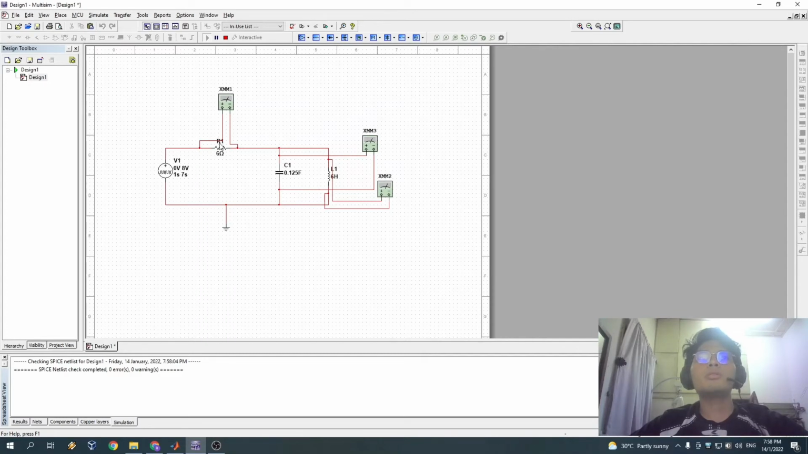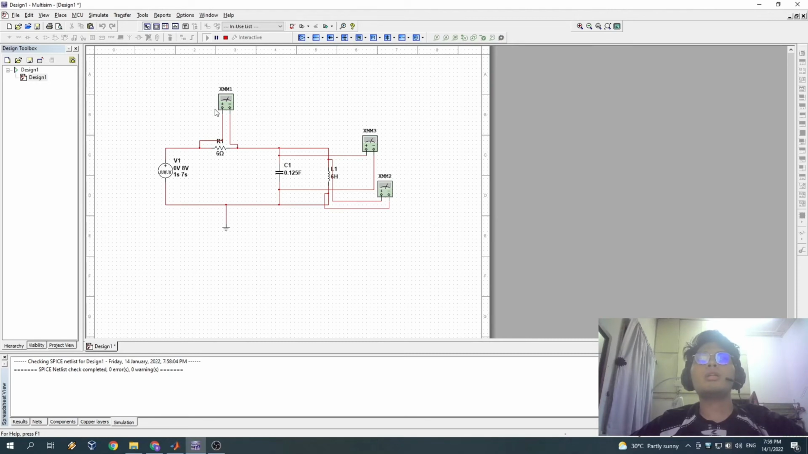Today I will do the simulation for our project. So this is our circuit. It's a pulse input of 8 amplitude, the resistance of 6 ohm, capacitance of 0.125, and finally the inductor of 6.